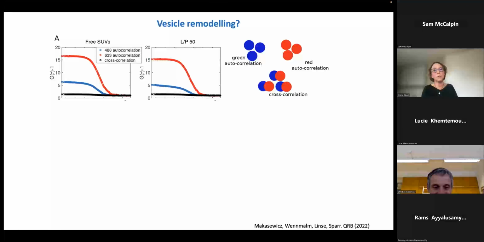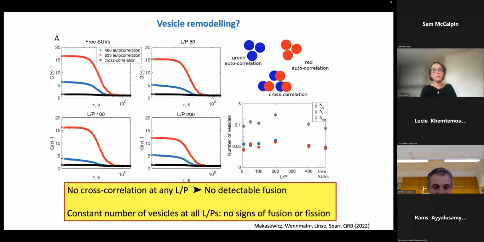Then we add protein and we more or less add the same. So this is at the lipid protein ratio 50, and at even higher concentration, there is no cross correlation. That no cross correlation means that there are no vesicles that contain both green and red dye to any detectable level, meaning that there is no detectable fusion.